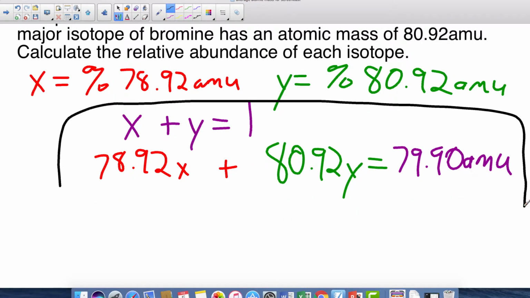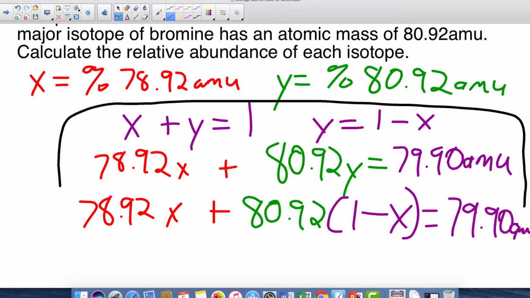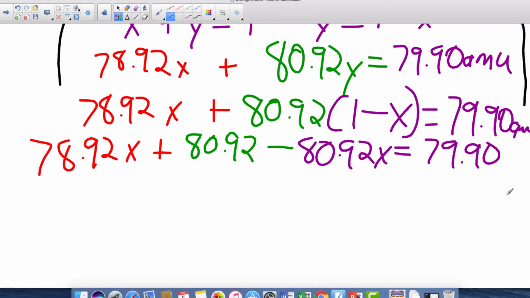Now that you have these two equations, you can either use a system of equations that you may have learned in math class to solve this, or you can do it the old school way. The old school way is to solve for Y and then substitute 1 minus X for Y in the equation below. Once I've got it substituted, it's just down to actually doing the math and solving for an answer. I've got a positive value for X in red, a negative value for X in purple. I've got a 80.92 in green on the left-hand side and a 79.90 on the right-hand side.